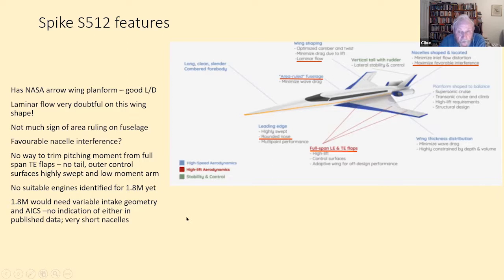And again, of course, there aren't any engines identified suitable for Mach 1.8 yet. To fly at Mach 1.8, you would need a variable geometry intake and some sort of intake control system. And there's no indication of that in the published data. And those nacelles look awfully short to include an engine, a nozzle, and a variable geometry intake. And there's no sign of a spike or anything.